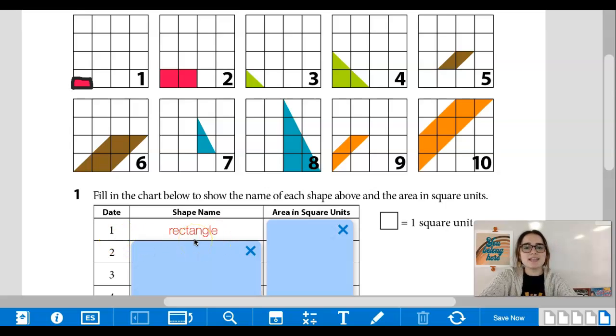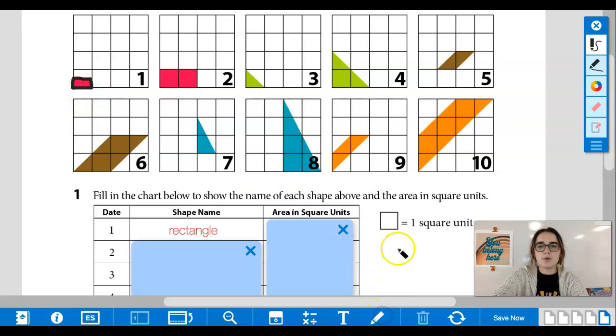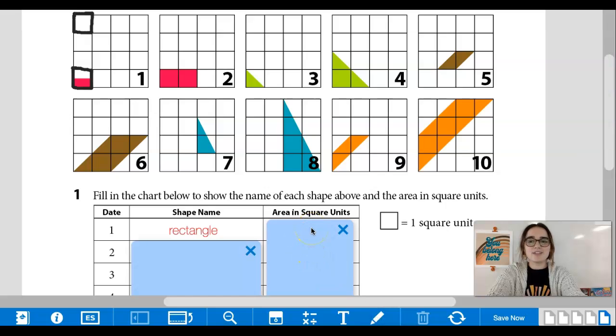But now we have to find the area of that tiny rectangle. So if we know that one square unit looks like one of these little squares, how much of that one square unit is this rectangle taking up? It's only taking up half of the square unit. So the area of that little rectangle is 1/2.